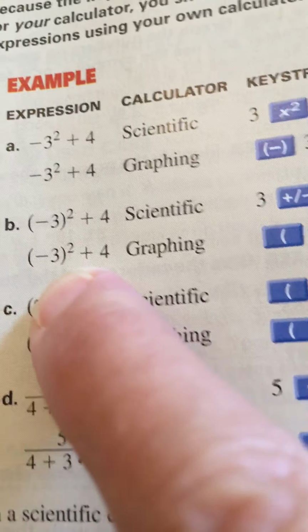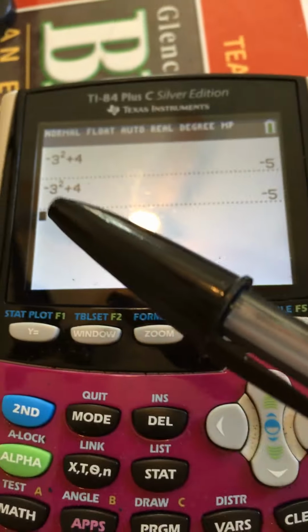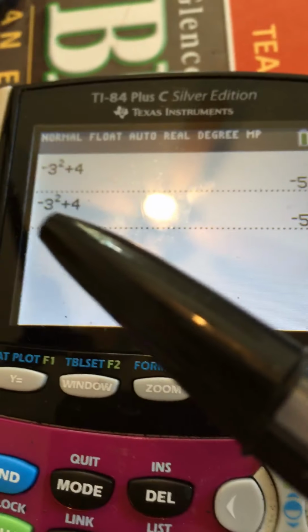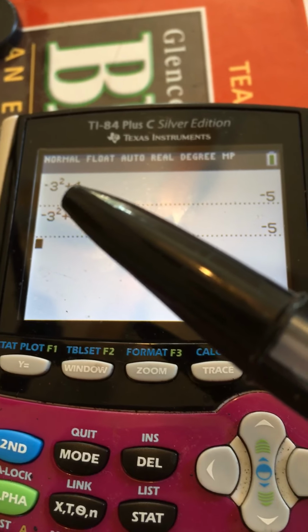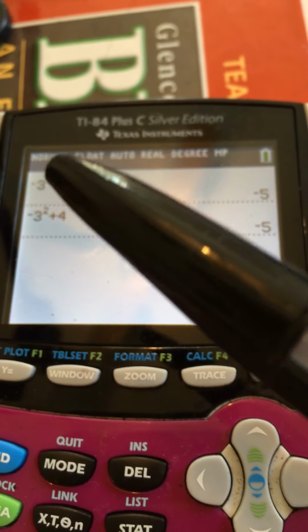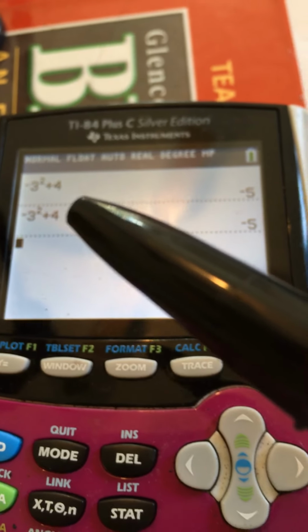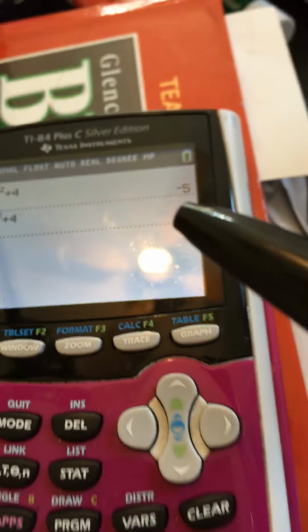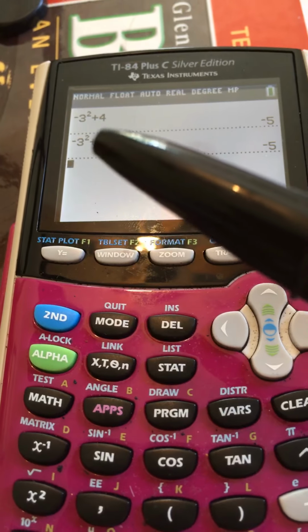All right, so the next one we're supposed to do is this one. Beginning parentheses, -3 in parentheses squared. So notice that, okay, let's talk about what we did mathematically. -3 squared is -3 times -3, which is +9. +9 plus 4 is +13. But notice the answer is -5, and this is why.